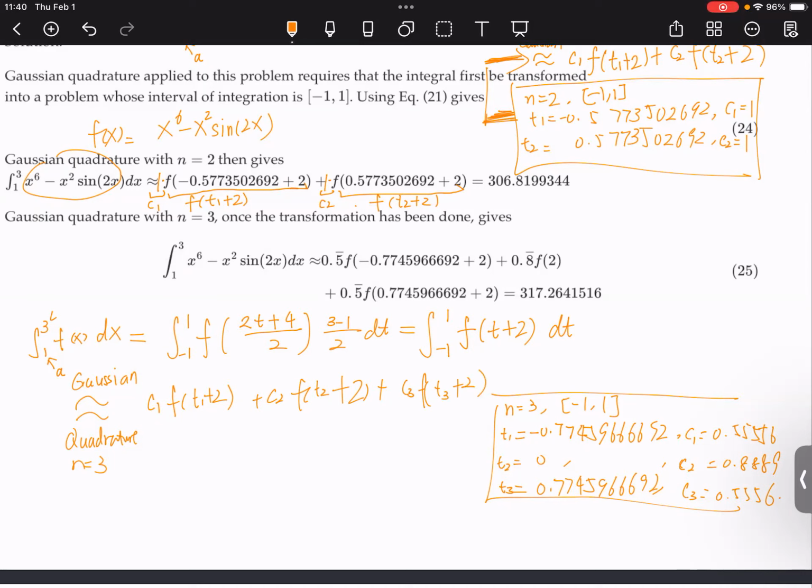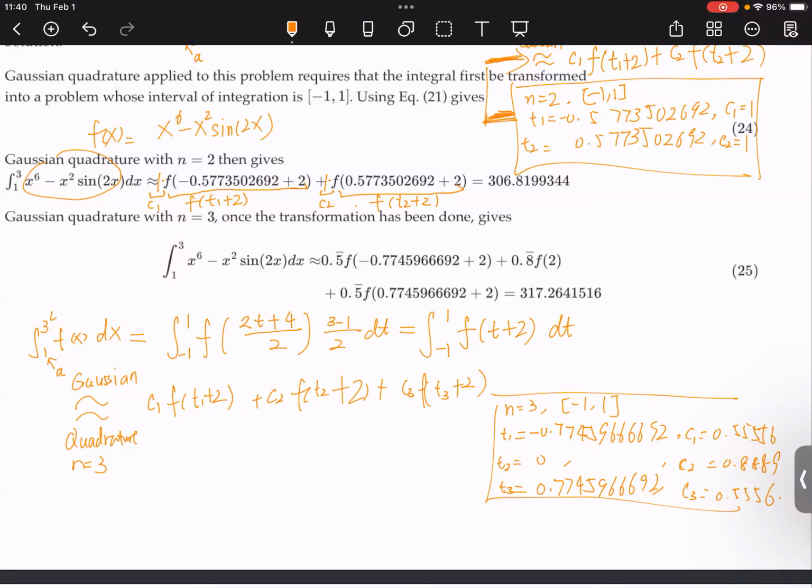And for the actual calculations, we could have such things. The 0.5 is the C1. And then the C2 here is around 0.8, with some rounding off. The 0.5 is the C3. And inside this parenthesis is just T1 plus 2, and then this is T2 plus 2. T2 is 0, so 0 plus 2 is just 2. And this is T3 plus 2. Any questions about the applications?